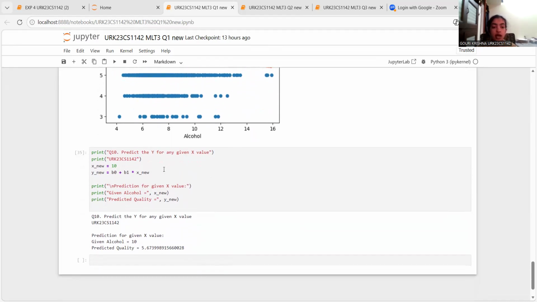So the tenth one is prediction. Prediction means we predict the quality for a new alcohol value. For example, x new equal to 10 and y new equal to b naught plus b1 into x new. This gives the predicted wine quality. So this is the first part, and we'll move to the second part.